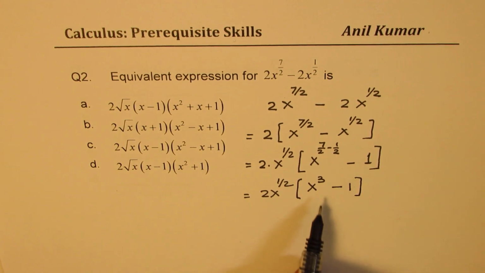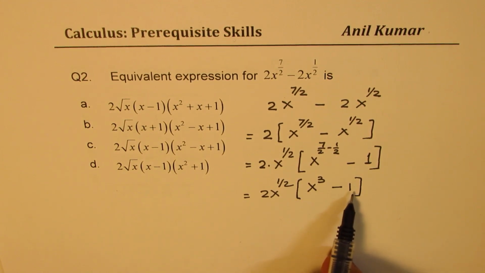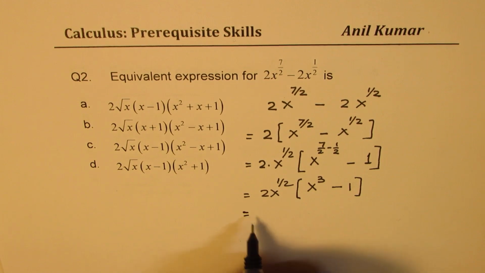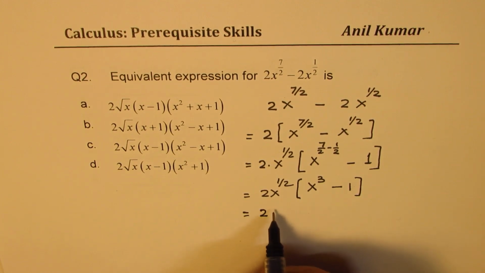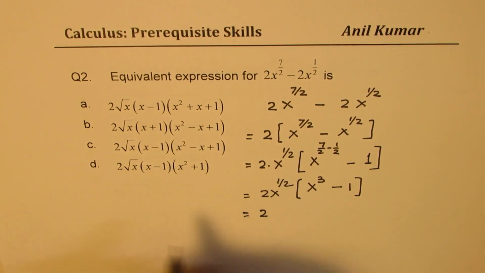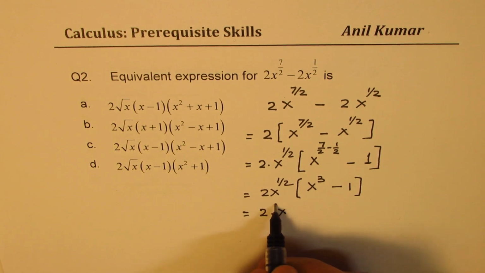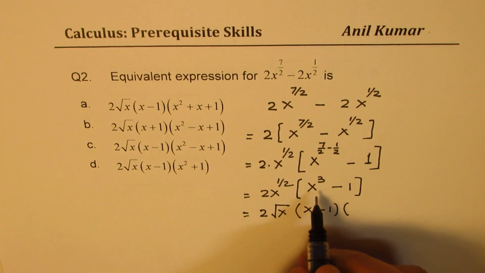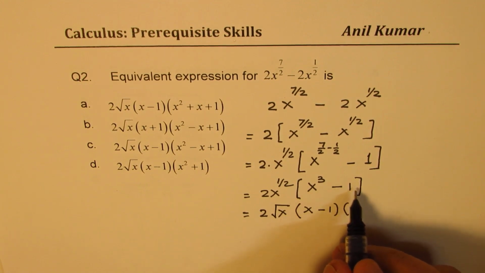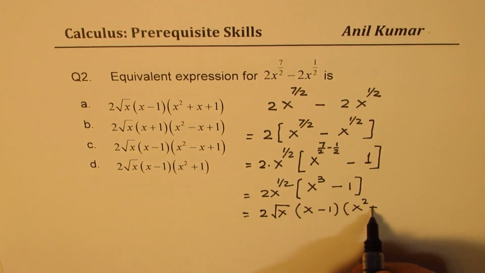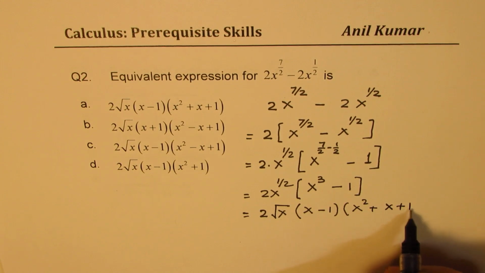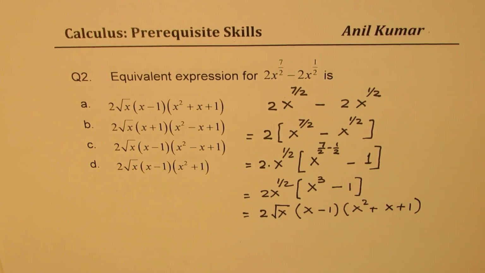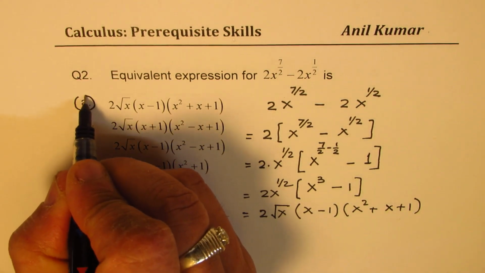Is that clear? Now a cube minus b cube formula, I think you should remember. Very important formula. So we'll apply this. I'm writing this as square root 2 since it is given in that form. And this is x minus 1 times a square plus ab plus b square. x square plus ab is x plus 1, correct? So that is how you need to factor. So the option which matches is the very first one, so option A.